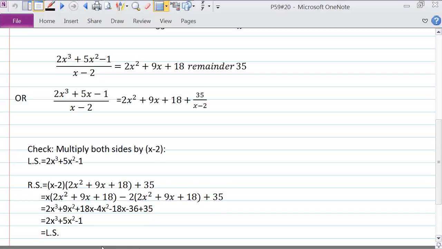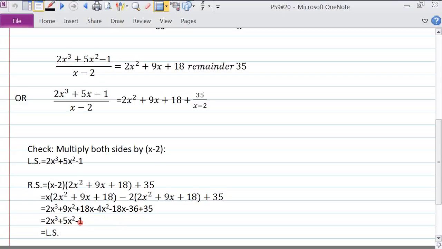So now I'm going to collect like terms. There's only one cubic term, that's this one. 9x squared minus 4x squared, going to group those two together. 9 minus 4 gives me 5, so I get 5x squared. Now, plus 18x and minus 18x sum to 0. So I have no term in x. And then finally, minus 36 plus 35 gives me minus 1.